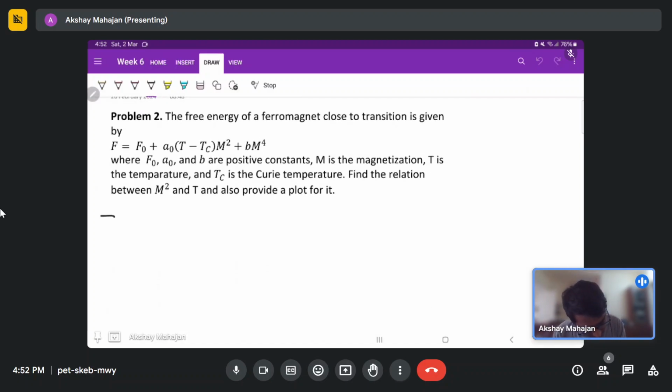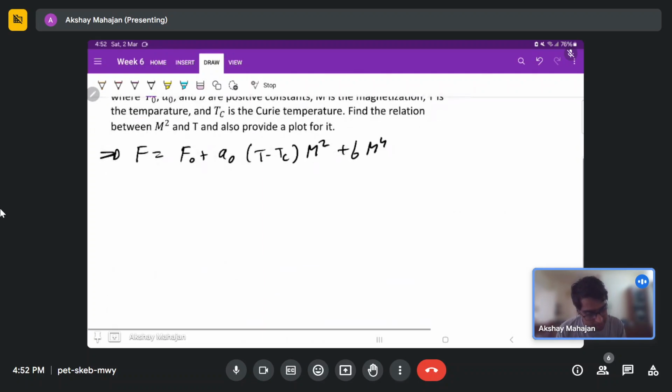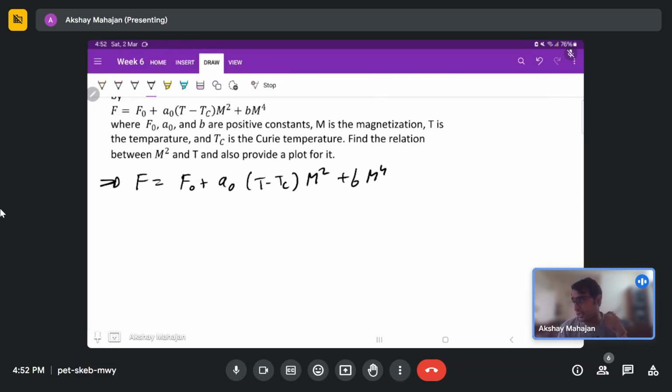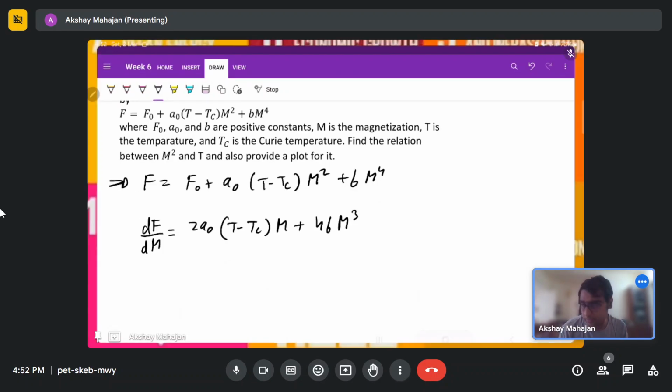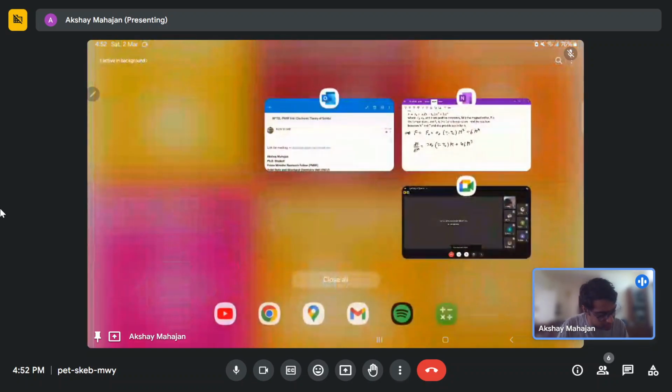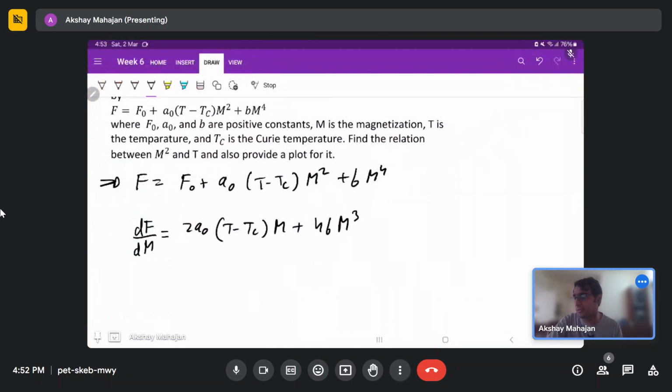So here I can write, F is given by F naught plus A naught times (T minus Tc) m square plus B times m to the power 4. First, we will take a derivative of this free energy, so that will be 2 A naught (T minus Tc) times m plus 4B m cube. So first we need to find the relation between m square and T from this free energy.